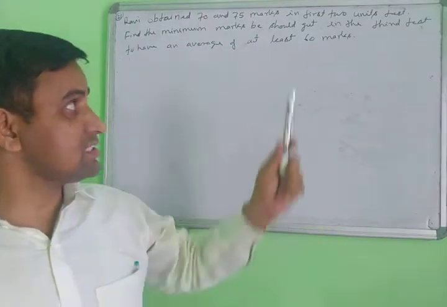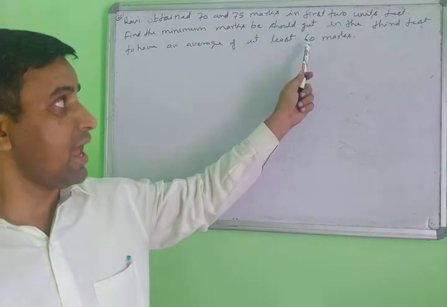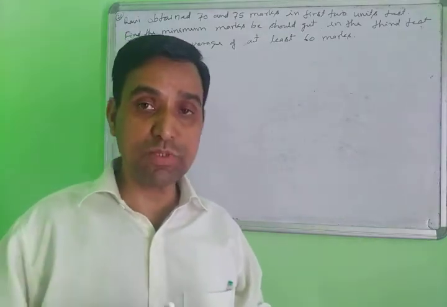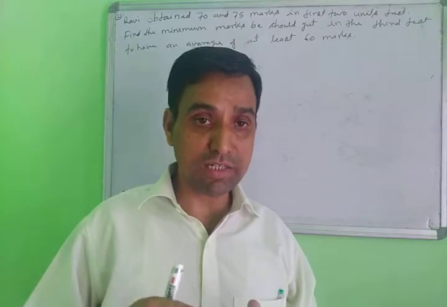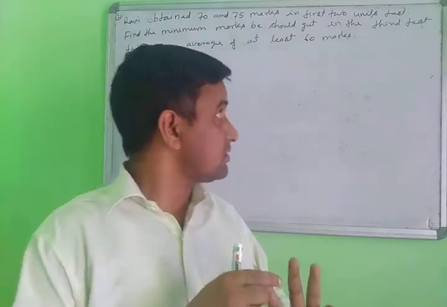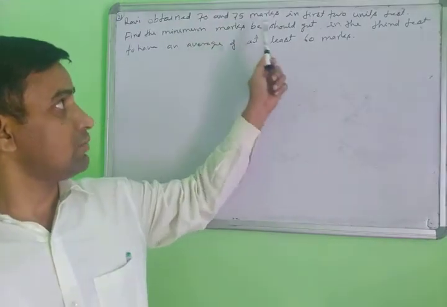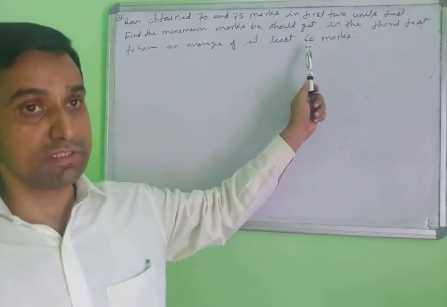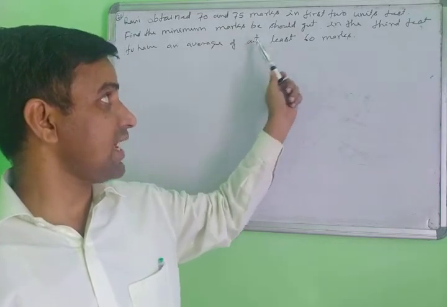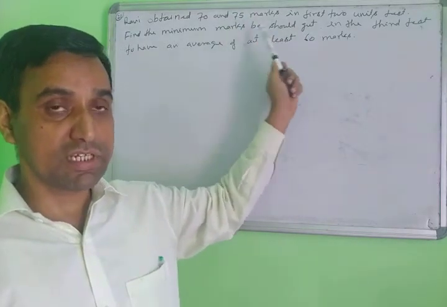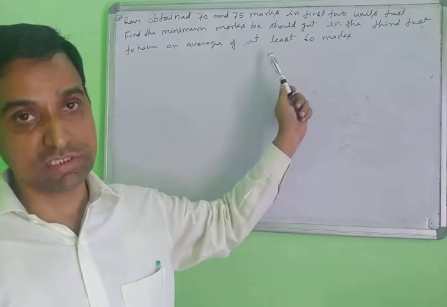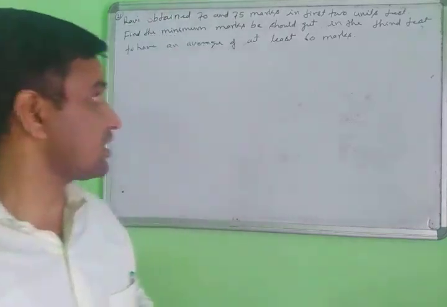So how many marks should we get? Then the average should be at least 60 marks, which means the minimum average will be 60 marks, the average of the three tests. The average of the three tests should be minimum 60 marks, meaning 60 or more than 60. What do you mean by at least 60? The average of the three tests will be minimum 60, otherwise more than 60.